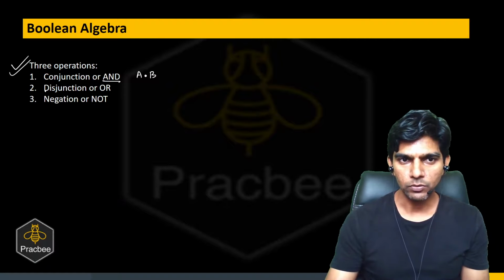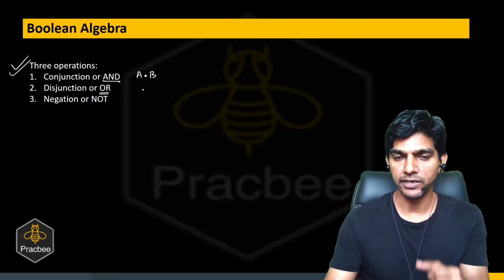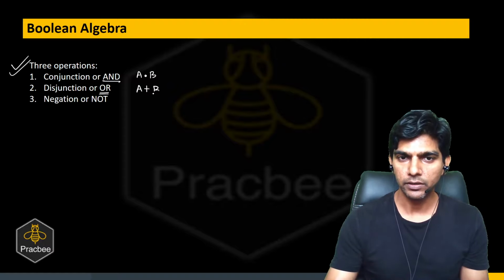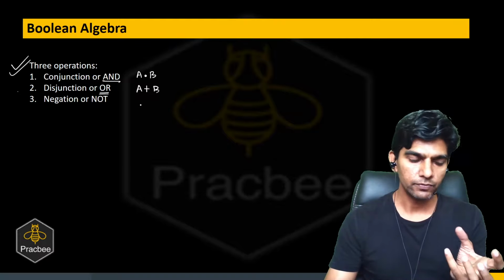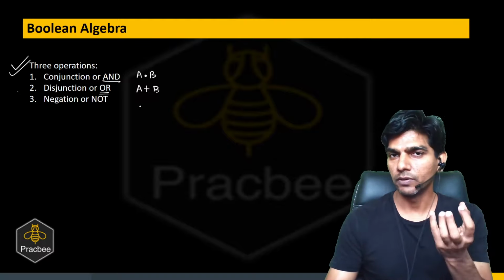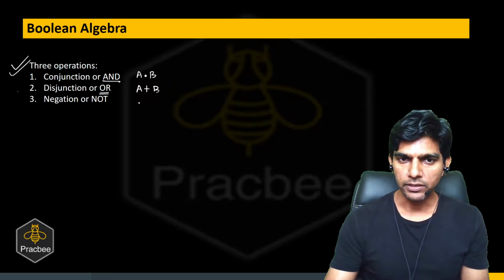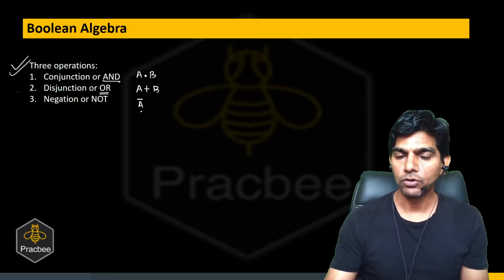And there is a second operation, which is disjunction, which is known as OR operation, which is represented with the addition, which is A plus B, A or B, right? We read it as A or B. And the third operation is negation, which will invert the signal. Suppose if we have a high signal, it will make it low. If we have a low signal, it will make it high. So it is known as bar, right? A bar or not A. Sometimes we can also represent this with prime, A prime.